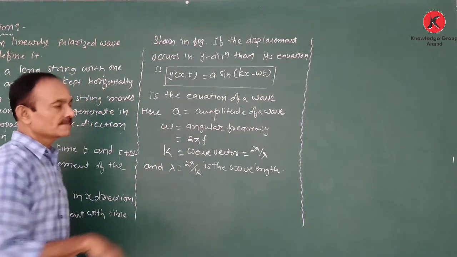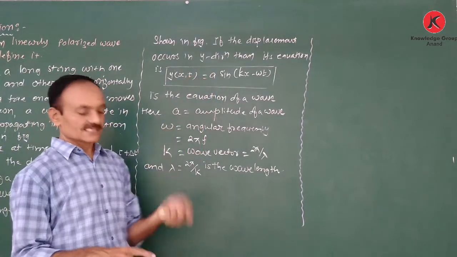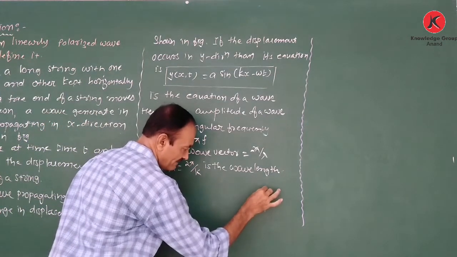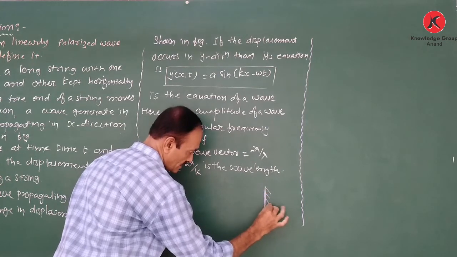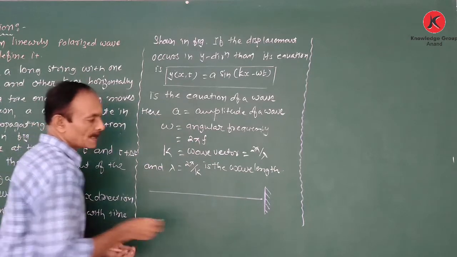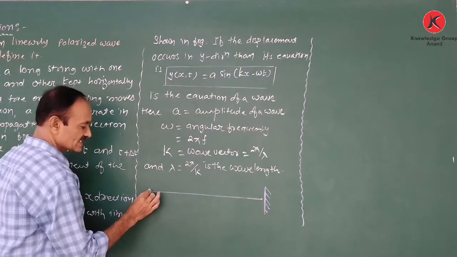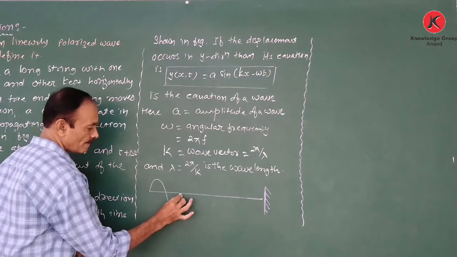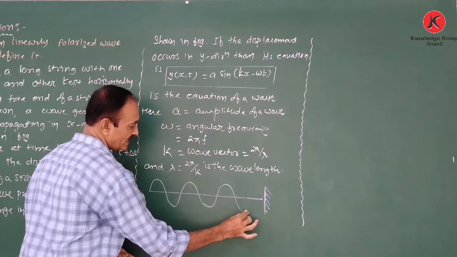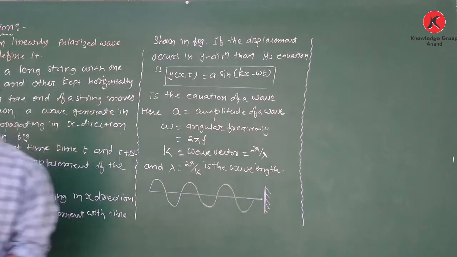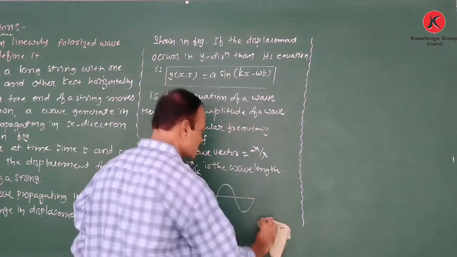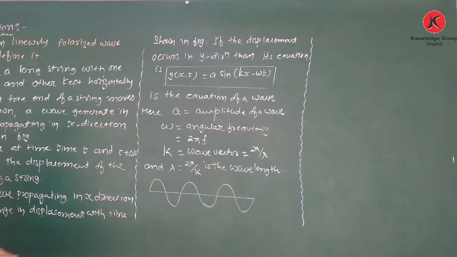Now the figure of this displacement occurring in a long string is like this. One end of the string is tied to a fixed support. There is the string, there is the tie. Now, what waves are generated in this string by the free end moving up and down? Waves are generated in this manner. That is the position at time t = 0.